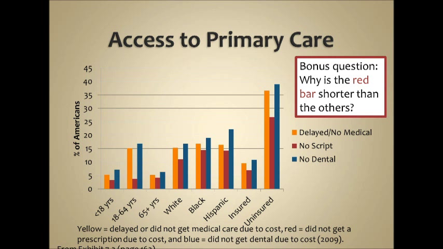Here's your bonus question. Why is the red bar shorter than the others, no matter where you look? Well, I'm going to tell you about something that I learned about called a patient assistance program. These are put on by pharmaceutical companies. So if you are an elder and you are diagnosed with Alzheimer's disease and you cannot pay for the drug, sometimes you can be on one of these patient assistance programs where the pharmaceutical company will donate money so you can pay for your drug. Isn't that nice?